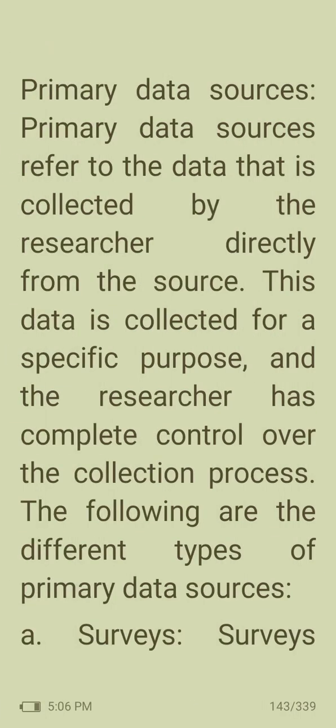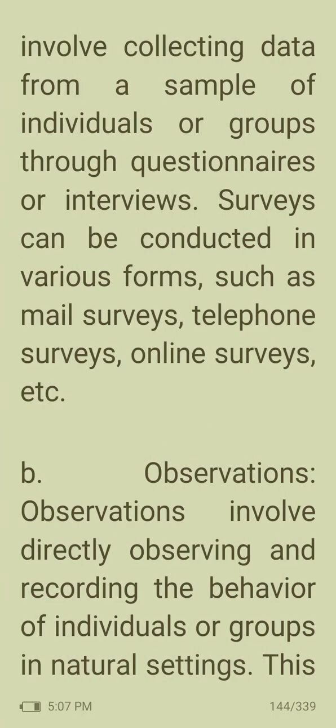Primary data sources. Primary data sources refer to the data that is collected by the researcher directly from the source. This data is collected for a specific purpose, and the researcher has complete control over the collection process. The following are the different types of primary data sources, like surveys. Surveys involve collecting data from a sample of individuals or groups through questionnaires or interviews. Surveys can be conducted in various forms, such as mail surveys, telephone surveys, online surveys, etc.